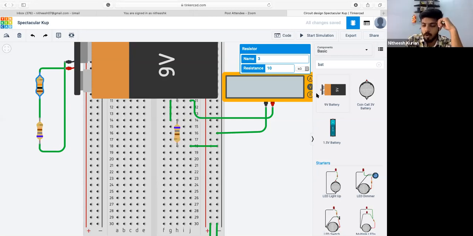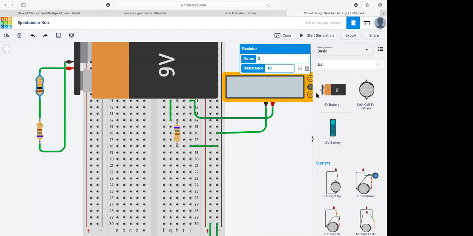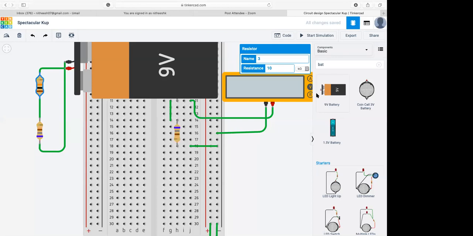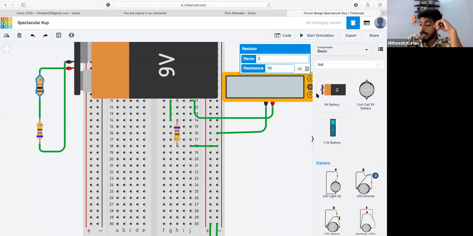how many microampere? 8.4 into 10 raised to minus 4 amperes, right? Or we can say that 842 microampere, or 0.8 milliampere.